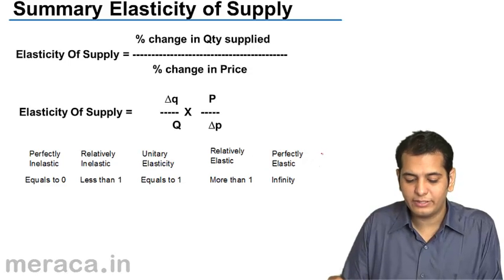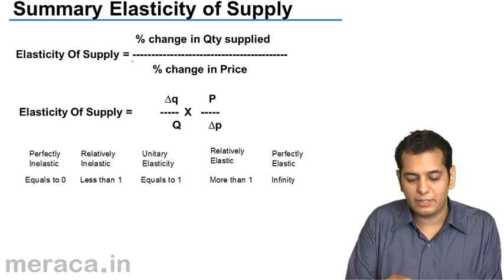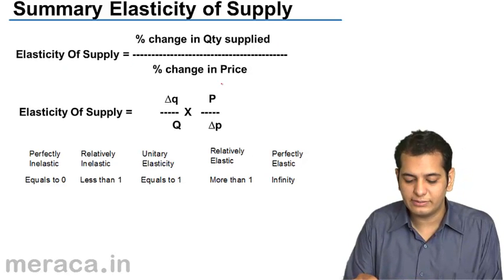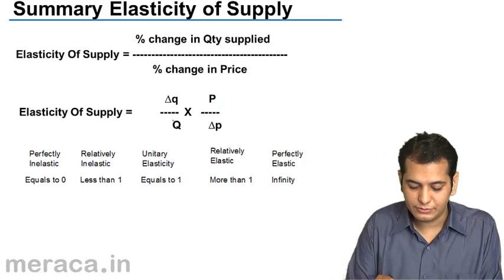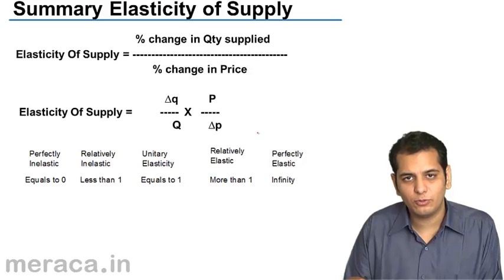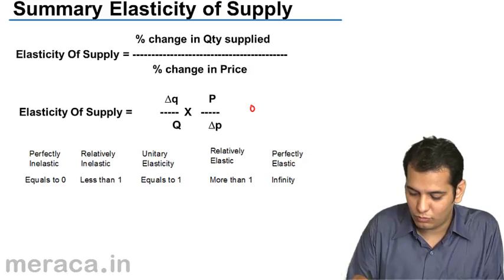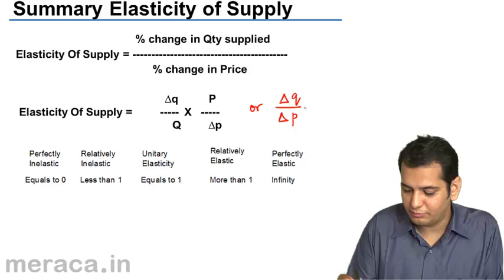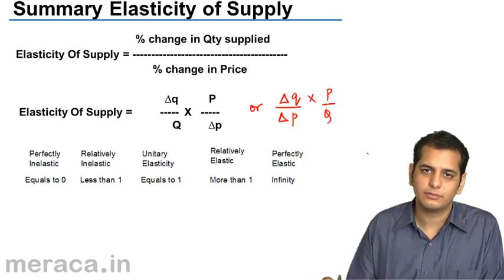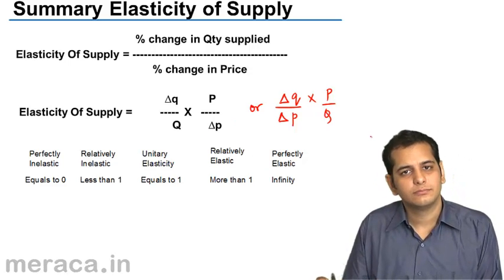Now let's just summarize what we have done in the elasticity of supply. Elasticity of supply is percentage change in quantity supplied upon percentage change in price, or it is change in quantity upon original quantity into price upon change in price, or change in quantity upon change in price into original price upon original quantity. Whichever you feel easier to remember, this formula you can do it.